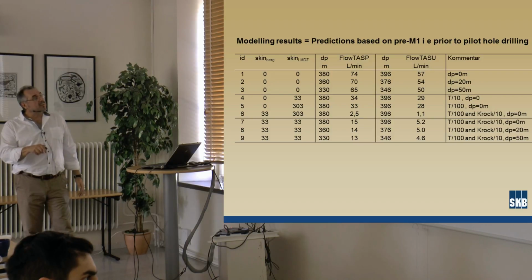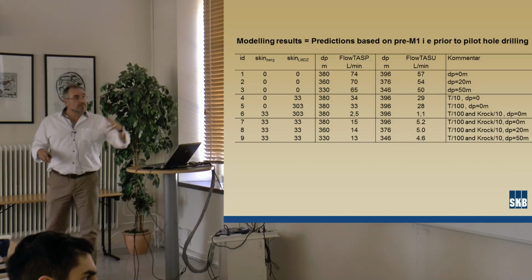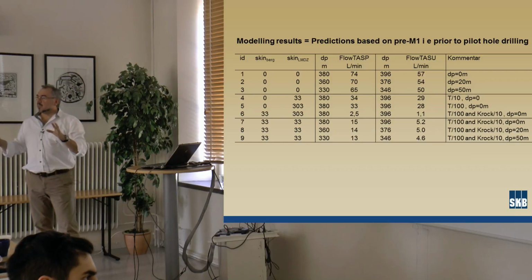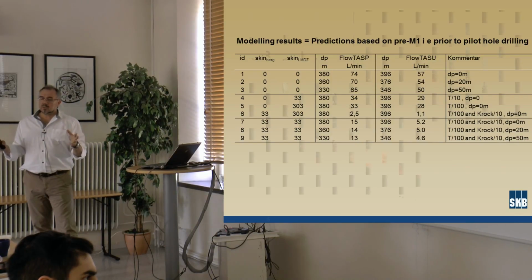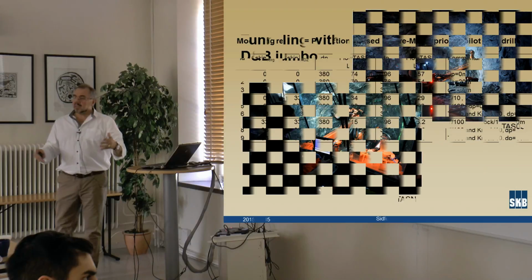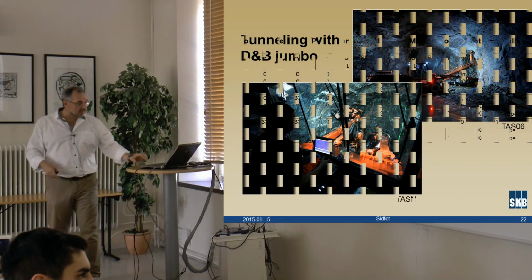So we have for skin 0 and 33, and for the LMDZ, local minor deformation zones, this is the fractures, basically the major fractures which are cross-cutting the tunnels. So for different combinations here and for different drawdowns, for respective tunnels, we get different flows. Okay, so this was before they did any grouting or anything. We didn't know what the constructors wanted to do, just to give them an idea, and then they took a decision based on this.